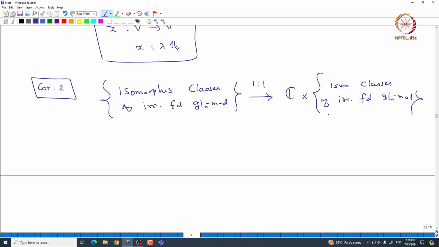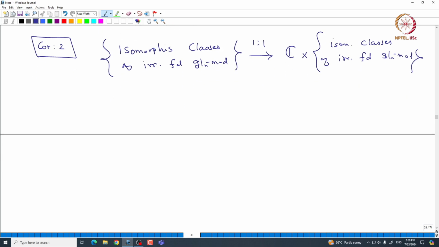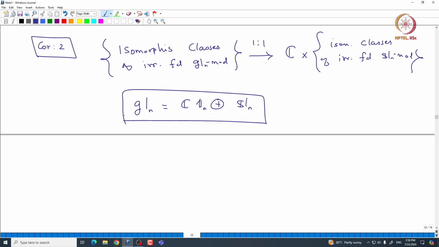Okay. So, now this one-to-one correspondence will tell you that to classify all the irreducible finite dimensional GL_N modules, it is enough to classify irreducible finite dimensional SL_N modules. So, we will use this correspondence very much. So, how can one prove it? This actually immediately comes from the relationship between GL_N and SL_N. So, note that GL_N is nothing but the one dimensional center direct sum SL_N. Okay. Even as a Lie algebra, this decomposition is there. So, this identity n by n matrix is in the center of GL_N. This is something we have seen already.